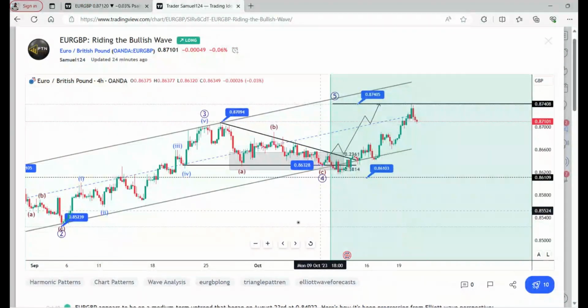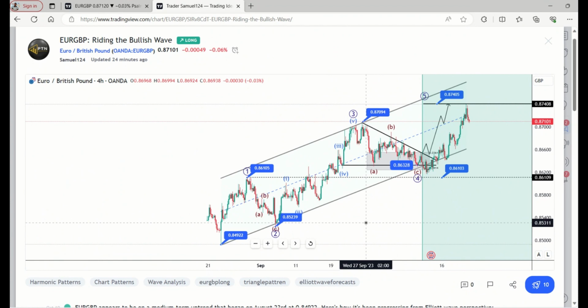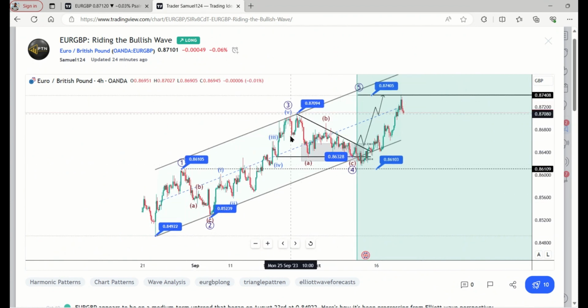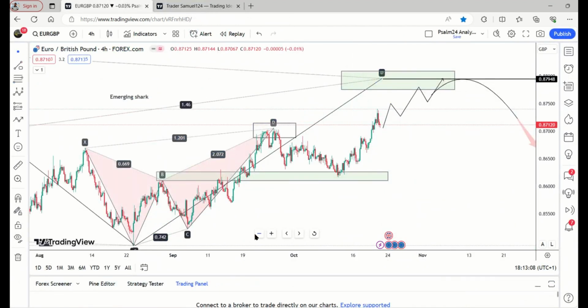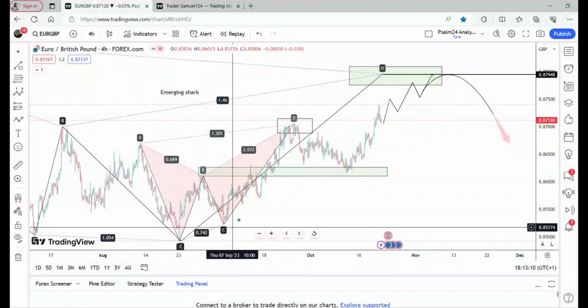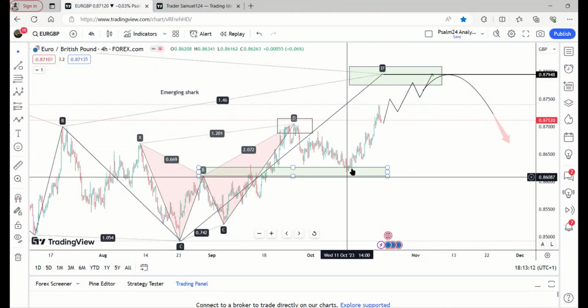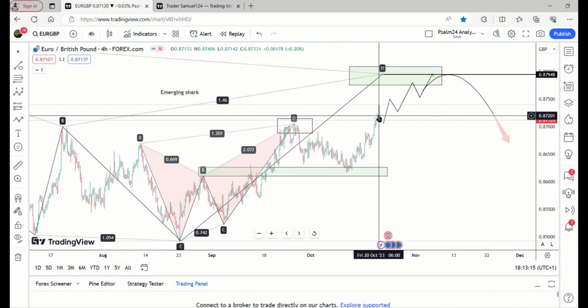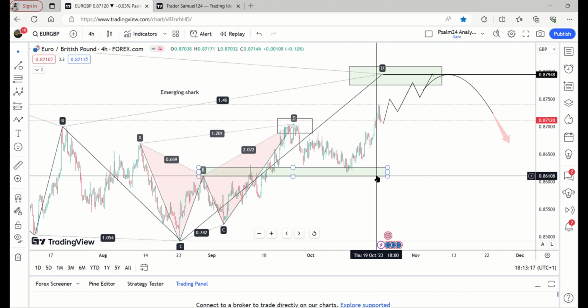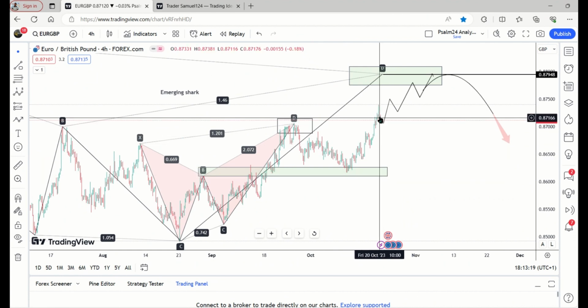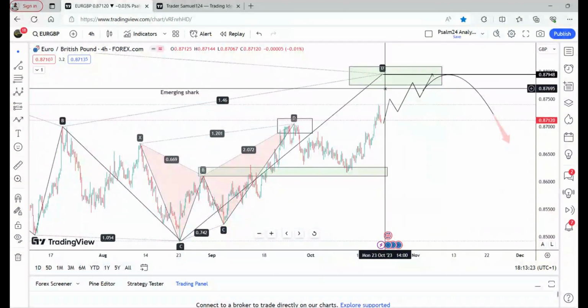This is our wave 5, but from a harmonic perspective, the wave 5 still has the possibility of extending beyond this level, and that is what harmonic is telling us. Although Elliott wave is correct in telling us that the market was going to go to the upside, the bullish movement is not completed yet. So we are expecting a possible rally to the upside and a reversal to the downside.